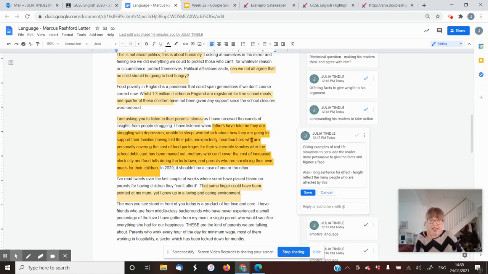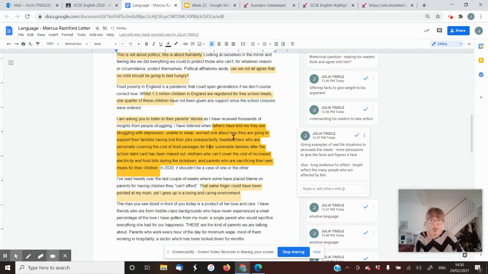He then here as well, I've listened when fathers have told me they're struggling with depression, unable to sleep, worried sick about how they're going to support their families. Head teachers who are personally covering the cost of food packages for their vulnerable families after the school debit card have maxed out. Mothers who can't cover the cost of increased electricity and food bills, and parents who are sacrificing their own meals for the children. So he's giving there examples of real life situations.